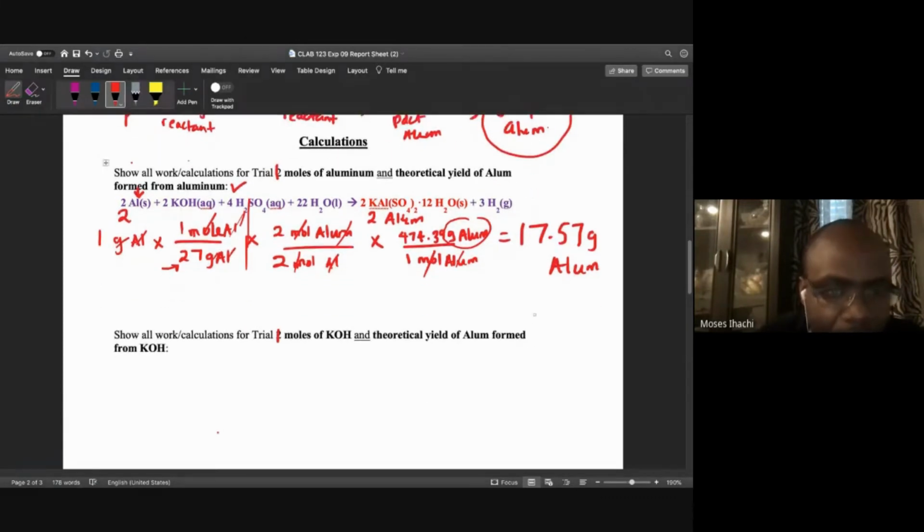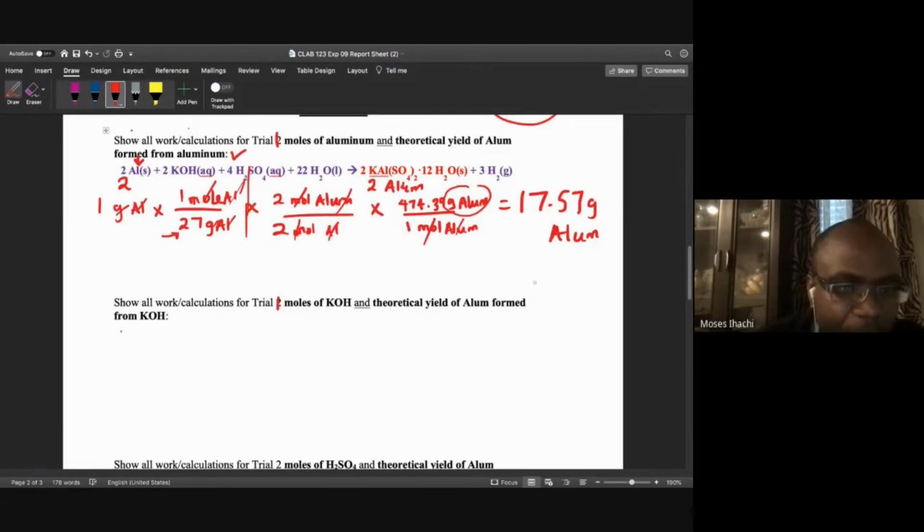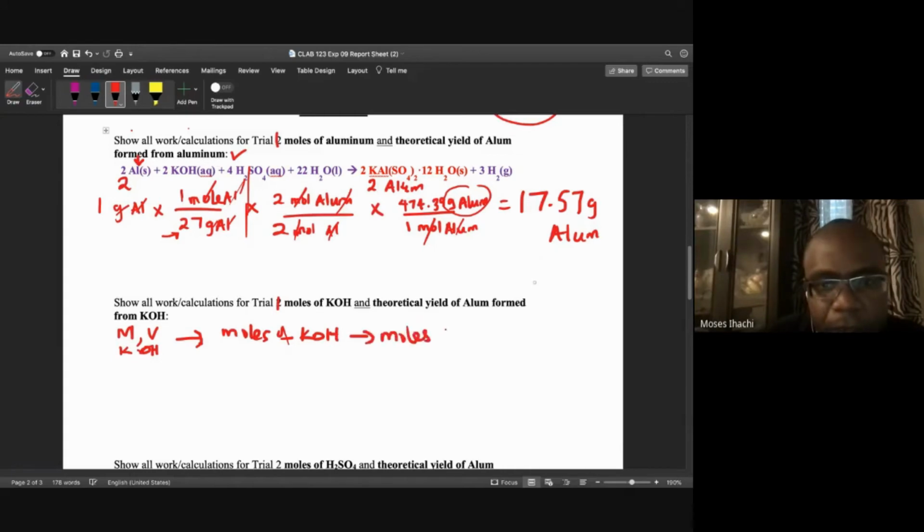Next question: show all work calculations for trial 2 for you, for trial 1 for me, for moles of KOH and the theoretical yield, assuming that KOH was limiting. At this step, we have the molarity and we have the volume of KOH. So the strategy will be to convert that to moles of KOH, and then from moles of KOH, we'll convert that to moles of alum.